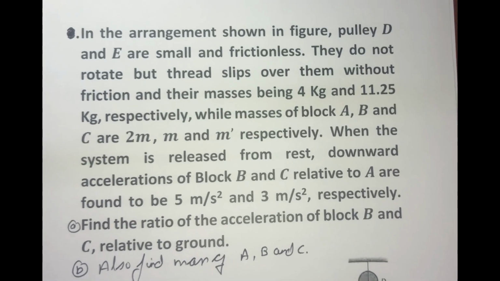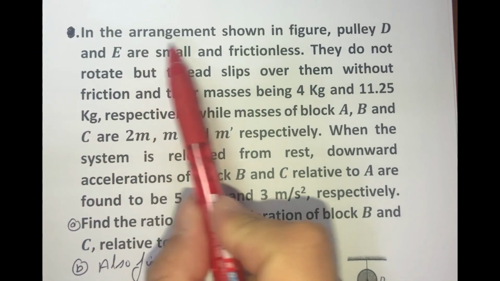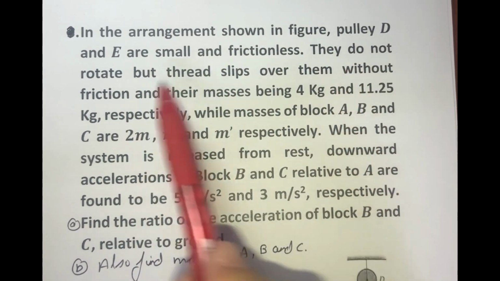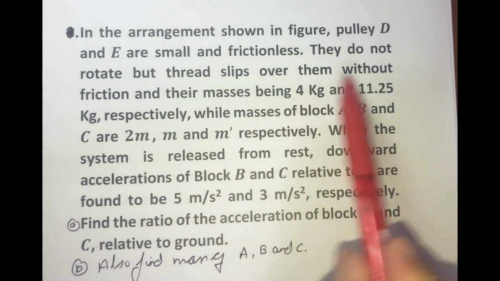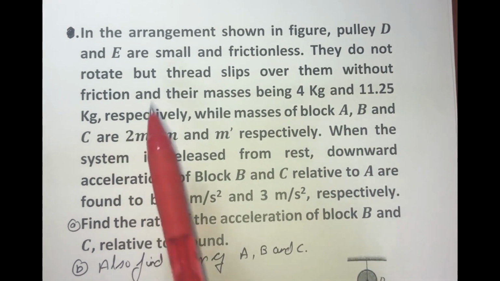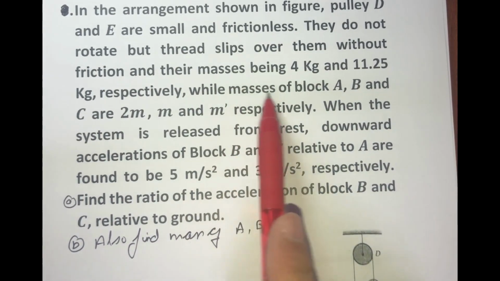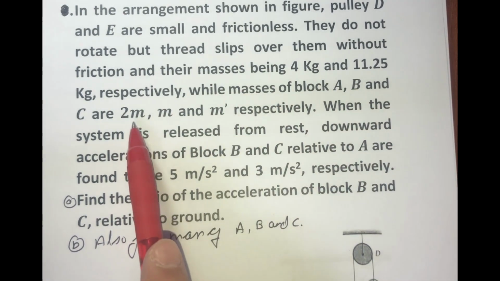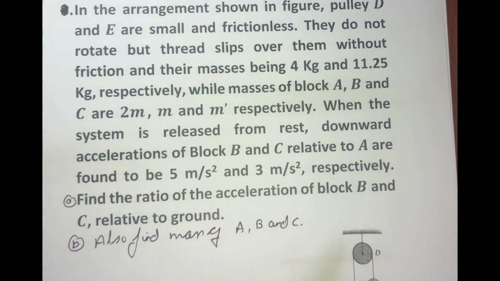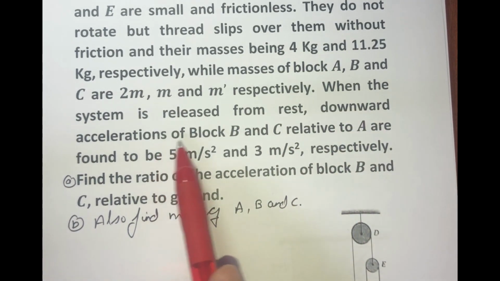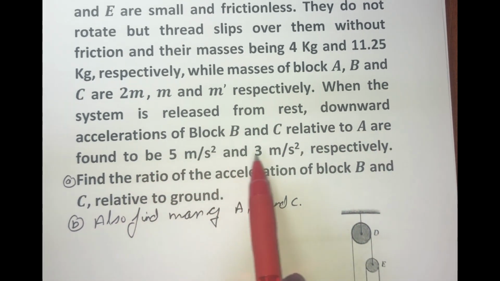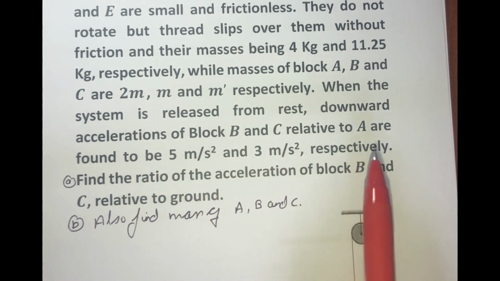Hello friends, today's question. In the arrangement shown in figure, pulley D and E are small and frictionless. They do not rotate but thread slips over them without friction. Their masses being 4 kg and 11.25 kg respectively, while masses of block A, B and C are 2m, m and m prime respectively. When the system is released from rest, downward acceleration of block B and C relative to A are found to be 5 and 3 meter per second square respectively.